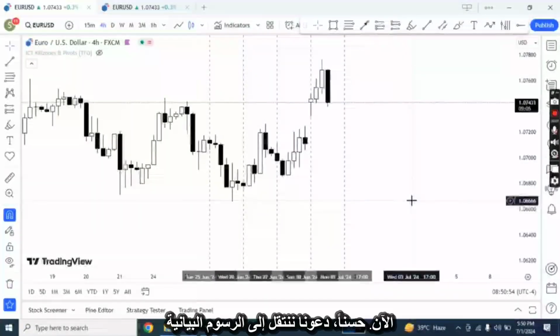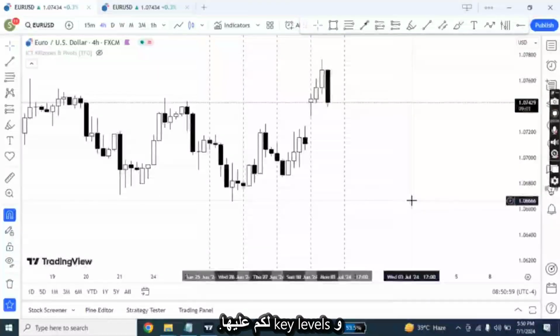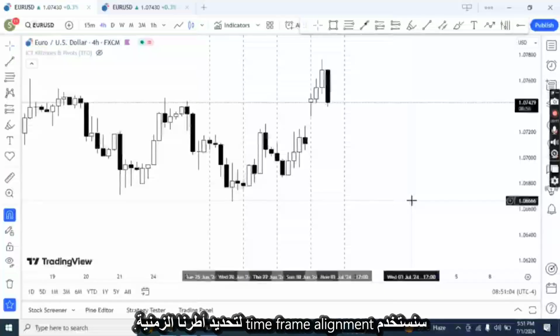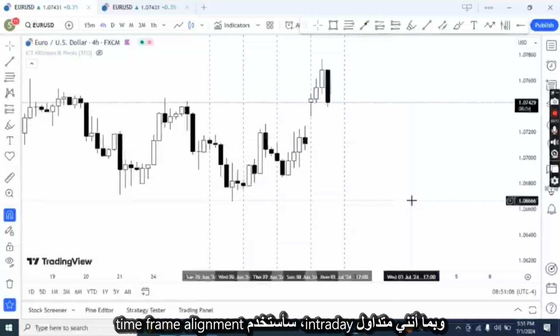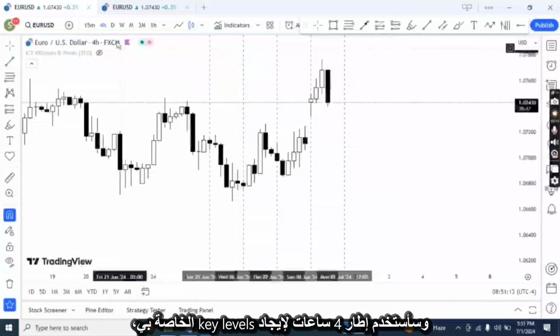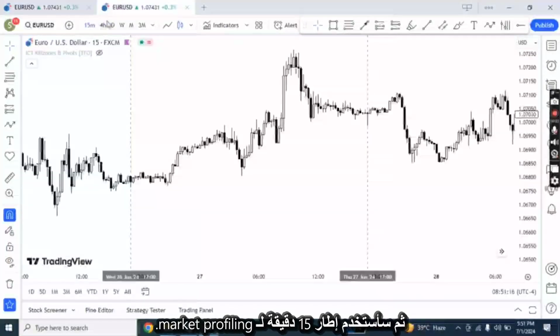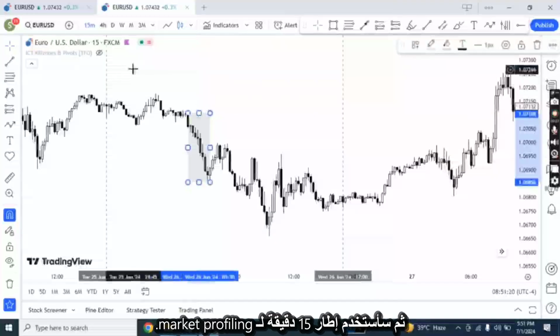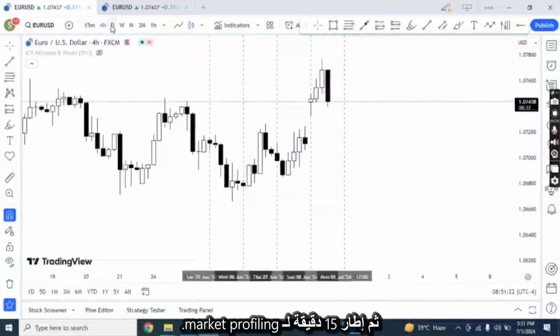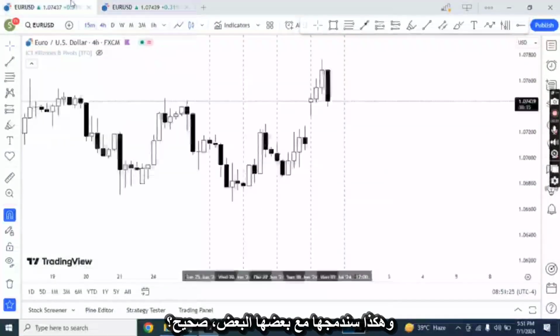Alright, let's get into the charts now, and let me explain market profiles and key levels on them, right? As I said before, we're going to be using Time Frame Element to decide our time frames, and as I'm an intraday trader, I'm going to be using the 4 hour to find my key levels, and then the 15-minute for market profiling. So the 4 hour for finding key levels, and the 15-minute for market profiling, and that's how we're going to integrate them with each other, right?